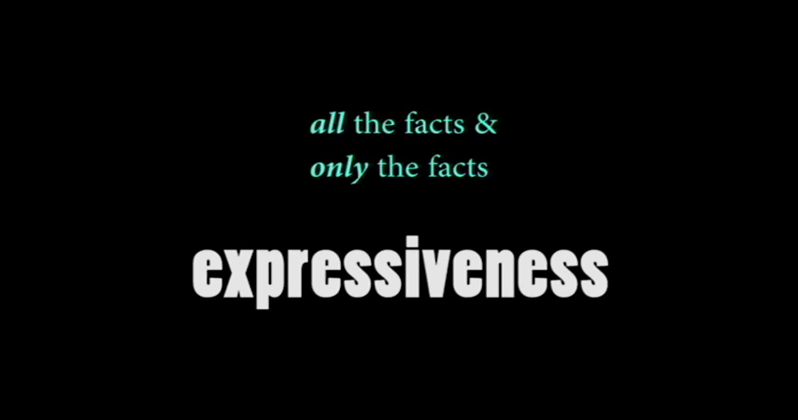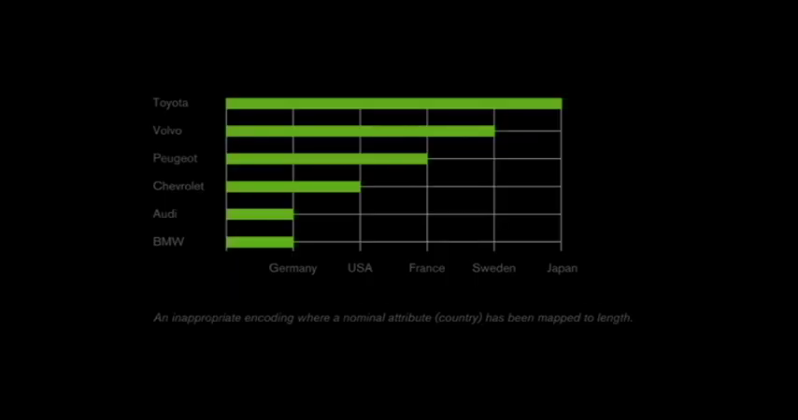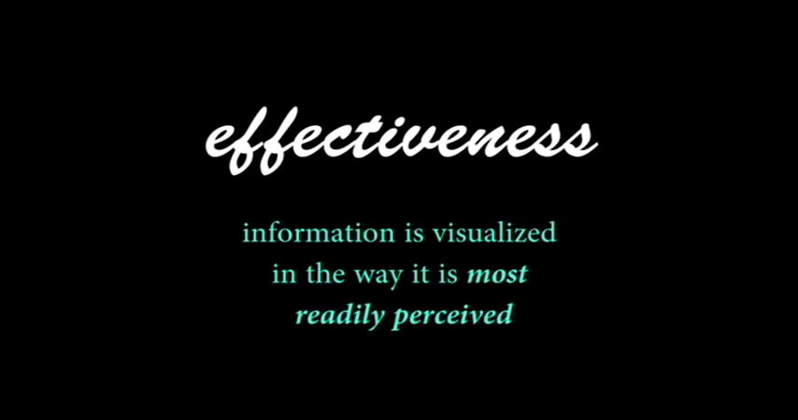Expressiveness means that the visualization expresses all the facts and only the facts in the data. For example, if you were to use size of bars to visualize nominal data, it would imply something about the nominal data that isn't true. The increase in the length of the bars, for example, doesn't actually correspond to anything in the data. So that would be an example violating expressiveness. And effectiveness means that the information is conveyed in a way that is the most readily perceived.